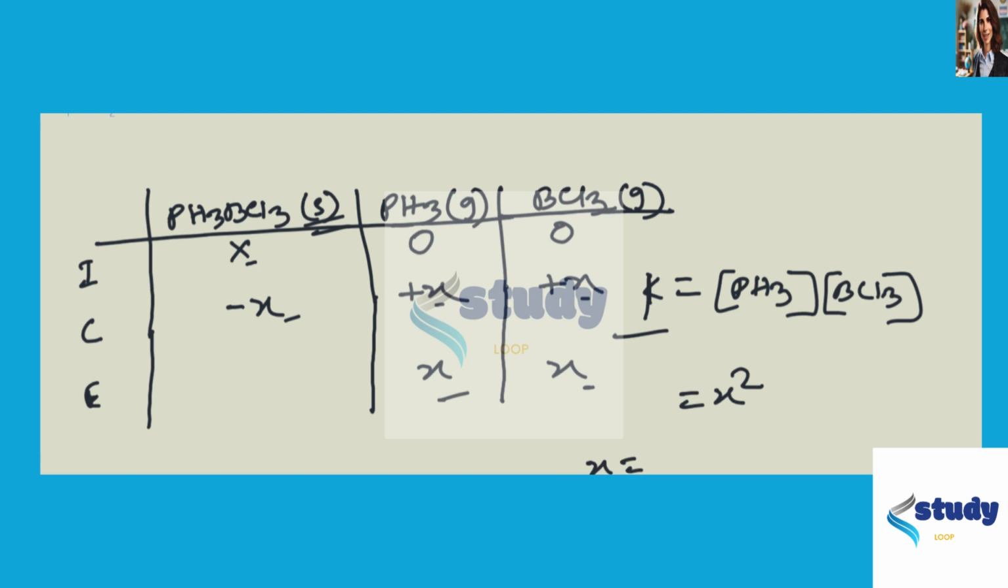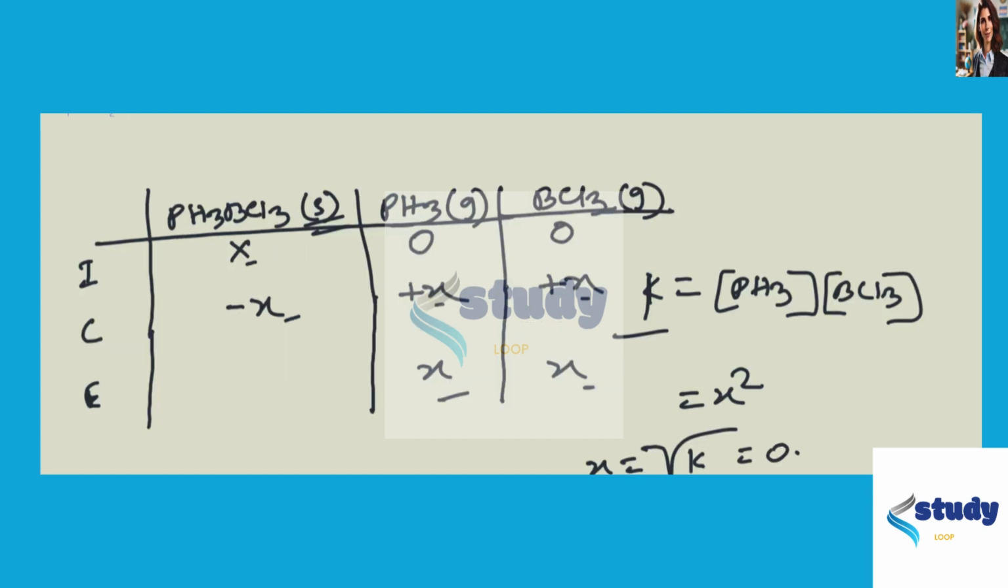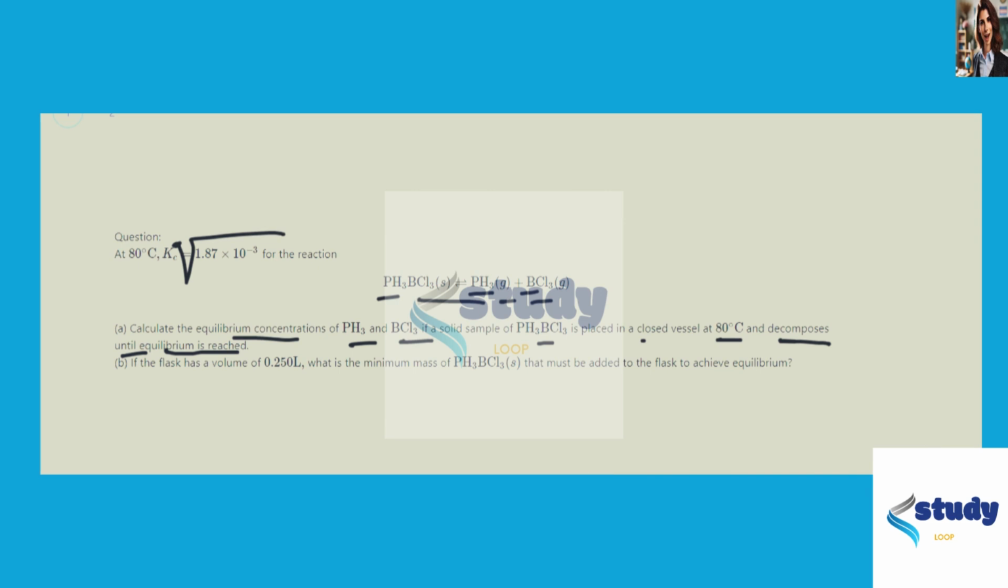That means x will be equal to the square root of K, which is the square root of this value. If we take the square root of this, we'll find a value of 0.0432 M. So this is the equilibrium concentration for each of the products we have here.